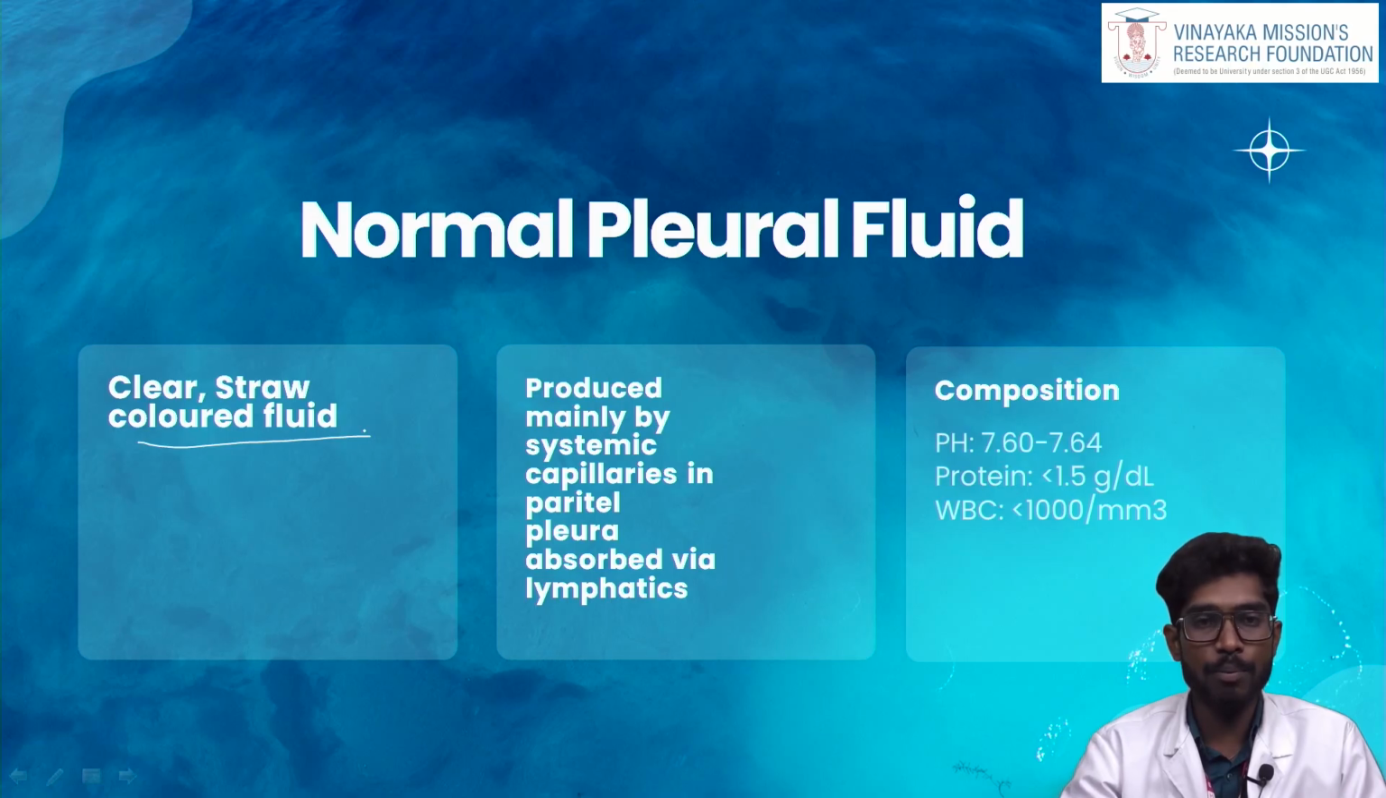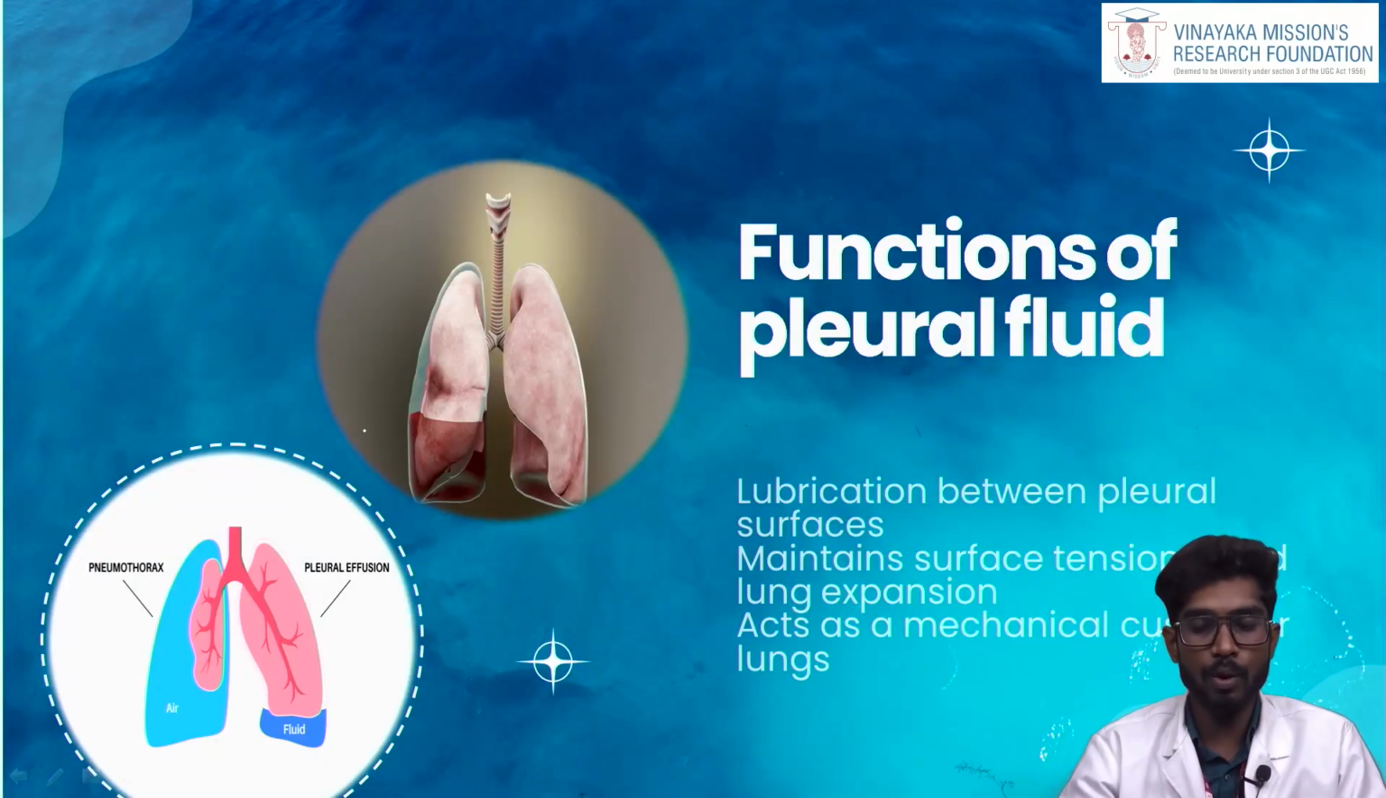Next, pleural fluid is mainly produced and removed via pleural absorption through lymphatic tissues. The main composition of pleural fluid is a pH which lies between 7.60 and 7.64, as well as proteins, which are less than 1.5 grams per deciliter. The WBC count should be less than 1000 per mm cube. Then we go to the functions of pleural fluid.